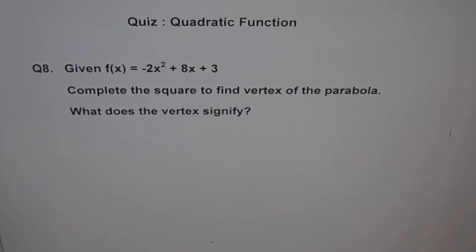Here is question number 8 of quiz on quadratic functions. It says, given f of x equals minus 2x squared plus 8x plus 3, complete the squares to find the vertex of the parabola. What does the vertex signify? Okay, now copy the question, do it yourself, and then look into the solution.